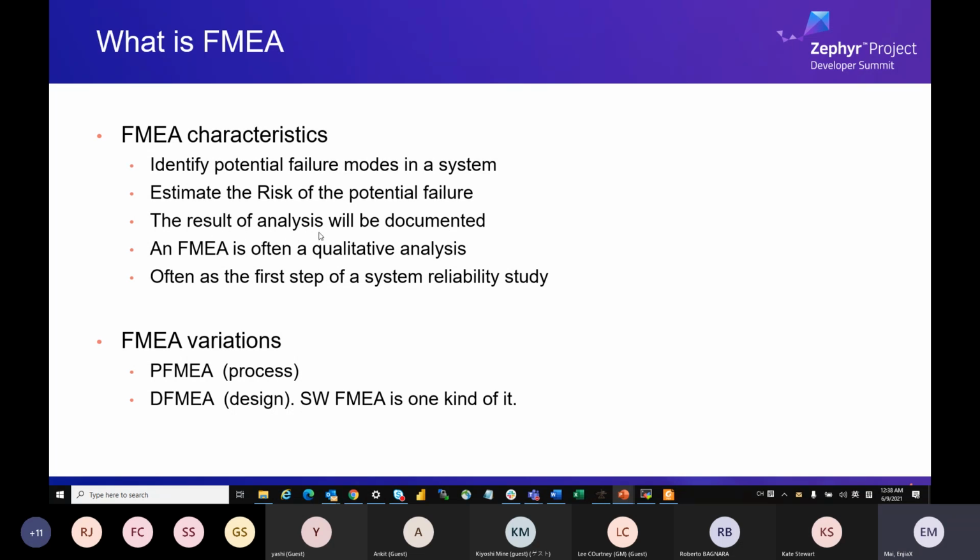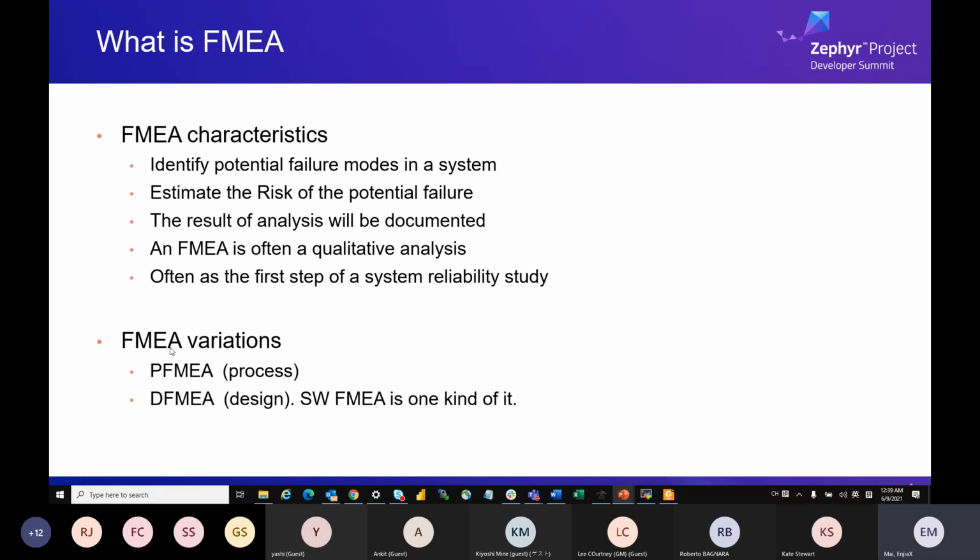And the result of the analysis will be documented. For each component, the failure modes and their resulting effect on the rest of the system are recorded in a specific FMEA worksheet. FMEA is often a qualitative analysis, and it is often the first step of a system reliability study, because it is inductive reasoning, so-called forward logic, single point of failure analysis, and is a core tool in reliability engineering, safety engineering, and quality engineering.